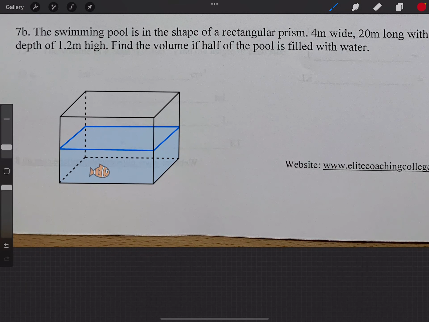Next question. The swimming pool is in the shape of a rectangular prism, which is 4 meters wide. Oh, hold on, 4 meters wide. So that means this should be this one here.